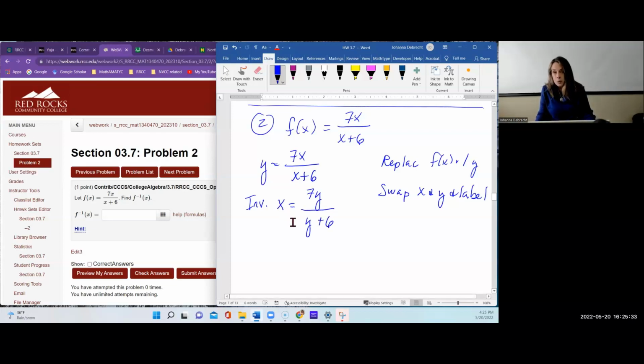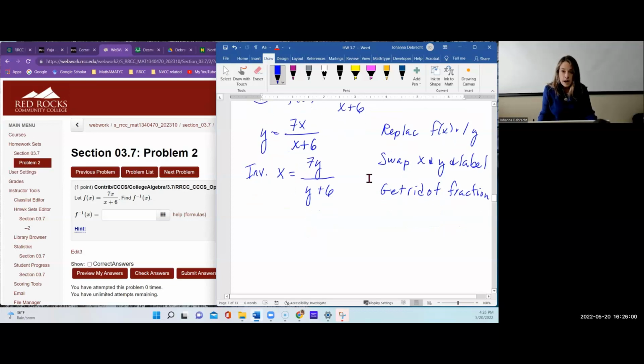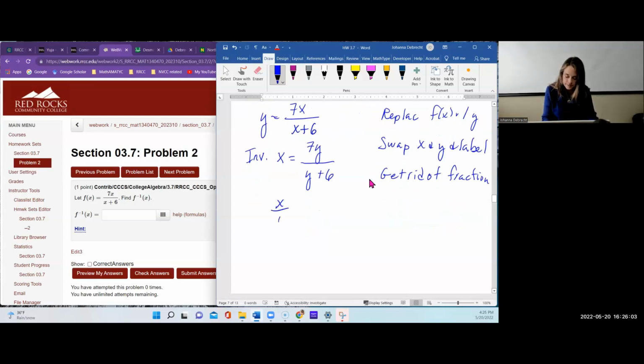Now we know it is a one-to-one function, so it passes the horizontal line test, and that means the inverse is a function. So we need to solve for y and replace it with function notation for the inverse. The first thing we need to do is get rid of the fractions. Since we only have one fraction on the left and one fraction on the right, we're going to write it as a fraction on both sides and then cross multiply. When we cross multiply, we get the numerator of one side times the denominator of the other side set equal to each other.